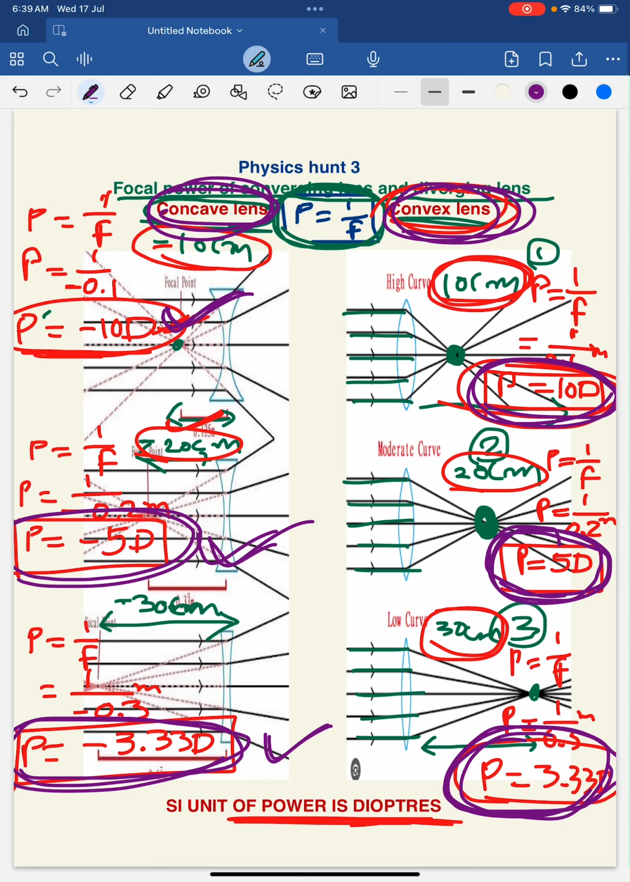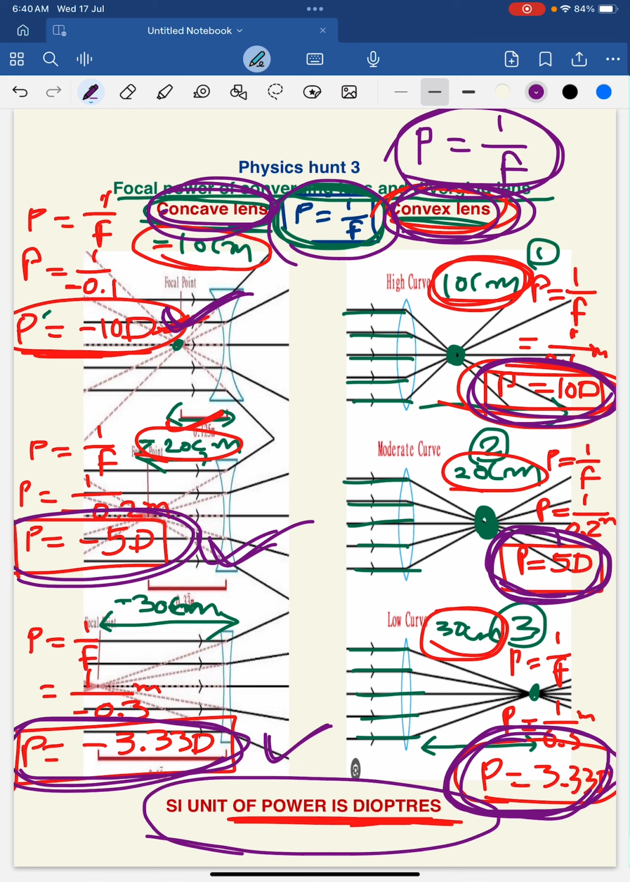What is the meaning of focal power? A simple definition of focal power is the reciprocal of focal length. Reciprocal of focal length is nothing but inversely proportional to focal length. So the SI unit of power is diopter, as I mentioned here. I hope you understand. Thank you.